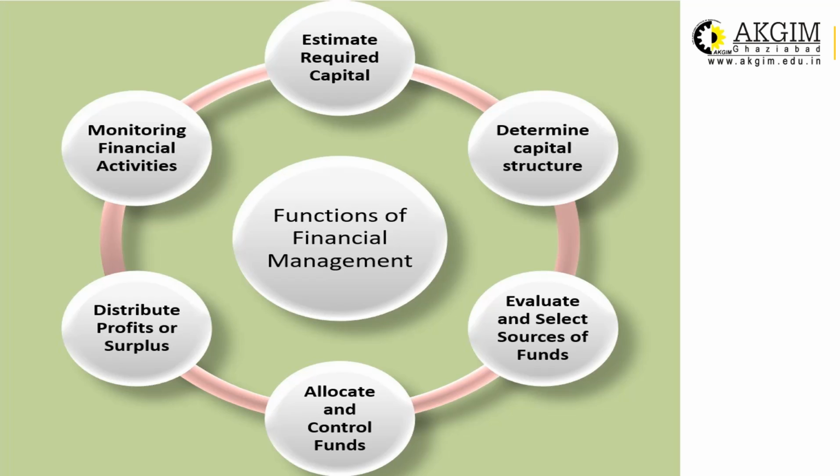Now, the next step is to evaluate and select sources of funds. Once you have decided that your requirement is a long-term need, and then you have selected the different long-term sources available to you, then you have to evaluate each and every source, and then select which source is better. What will be the deciding factor? The deciding factor may be the lowest cost of capital, the lowest rate of interest, if you are using loans, and even the time and processing.